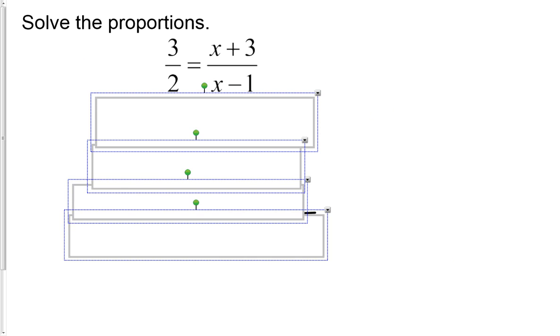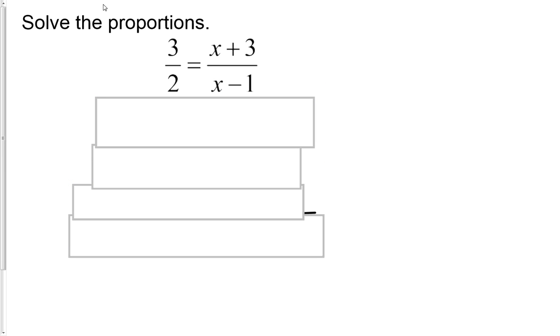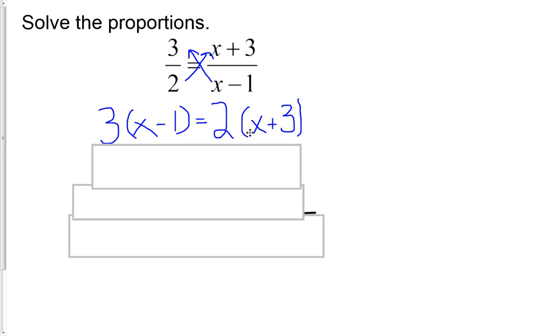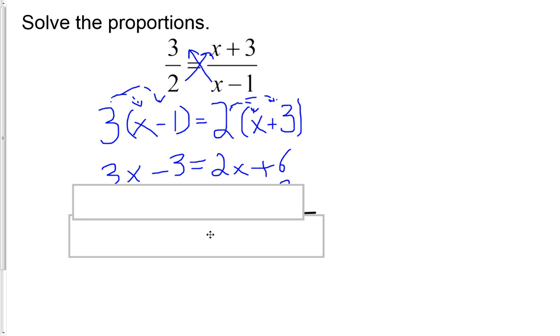Moving on to the next one. Same idea. 3 over 2 equals x plus 3 over x minus 1. Cross multiply. 3 times x minus 1 equals 2 times x plus 3. And again, we're going to have 3 times x and 3 times minus 1. So we'll get 3x minus 3. 2 times x, 2x. 2 times 3, 6. So 3x minus 3 equals 2x plus 6.